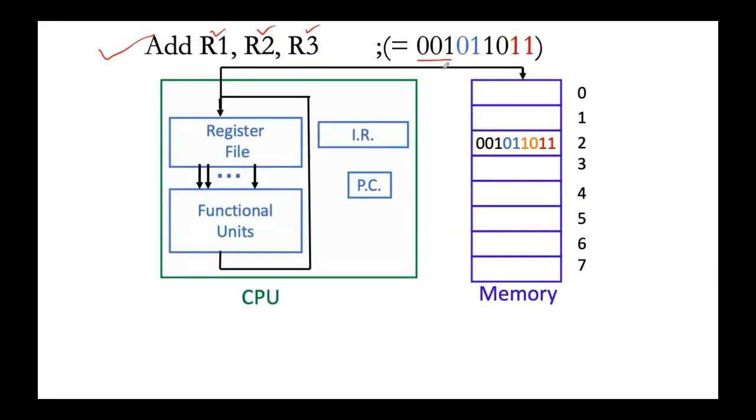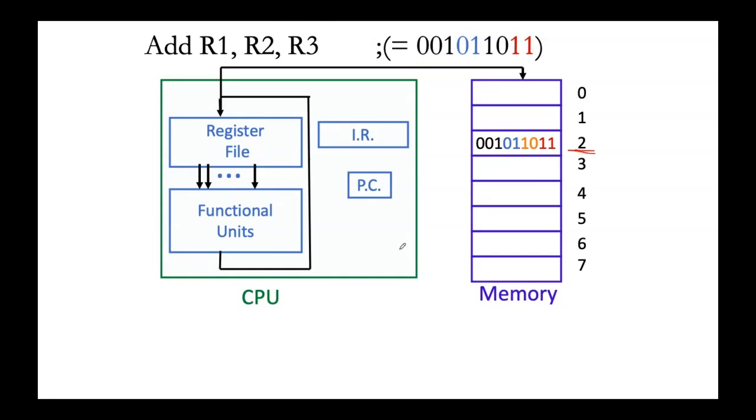So the first 3 bits represent the operation code. The next 2 bits represent the destination, that is 01. The next 2 bits represent the first operand. The next 2 bits represent the second operand. Then this entire instruction goes and is stored in the memory. In the memory, you can find it in the form of zeros and ones, stored at an address, suppose index 2.